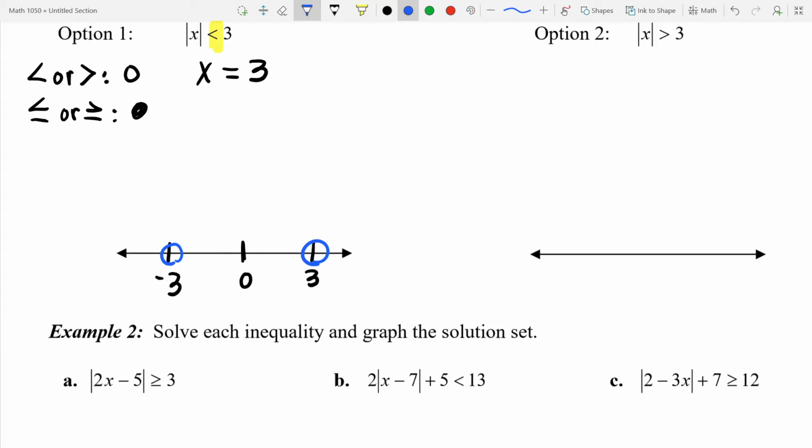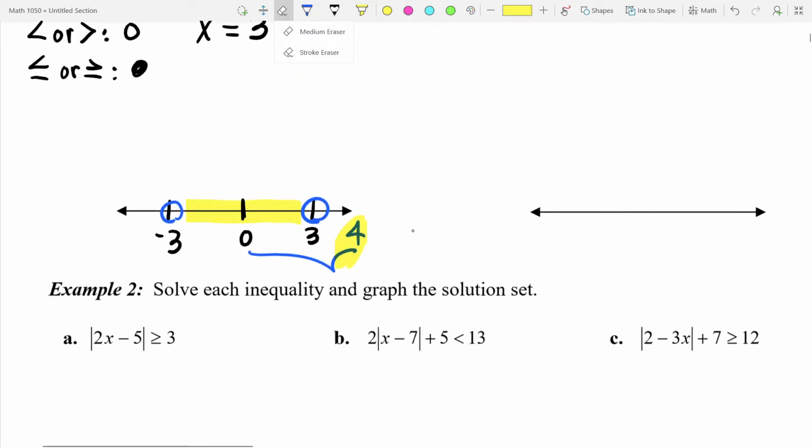Okay? Think about it like this. Where on the number line is the distance from 0 smaller than 3? If I'm out here, like if I'm at a 4, what's that distance? 4. Is that smaller than 3? No. So it's not going to be out here. It's going to be right inside of there. So you're just going to take your highlighter and highlight the section.